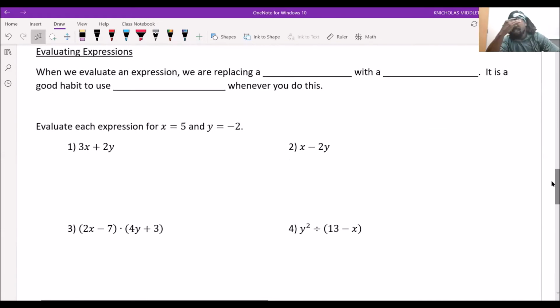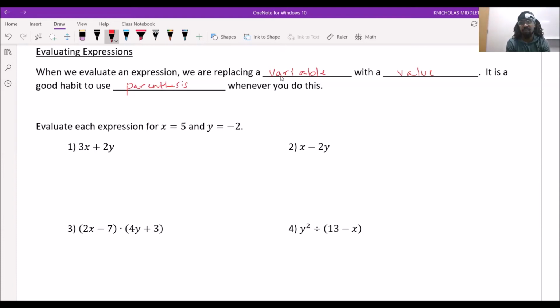Okay, so evaluating expressions. When you evaluate an expression, you are replacing a variable with a value, or a number. It is a good habit to use parentheses whenever you do this for two reasons. It tells us that we're going to be multiplying, typically, if it's right next to a number, and it also helps us keep our signs and figures correct if we are inserting a negative number or using exponents in its place. So what evaluate means here in math terms is just plugging in and simplify.